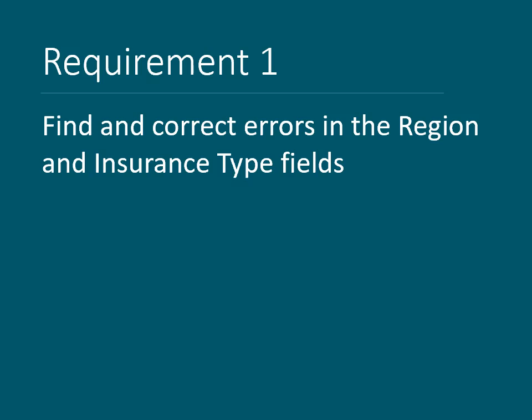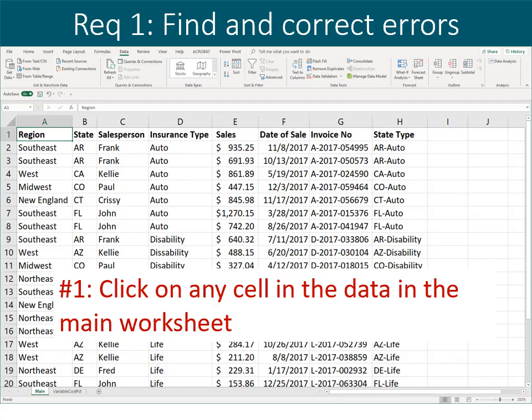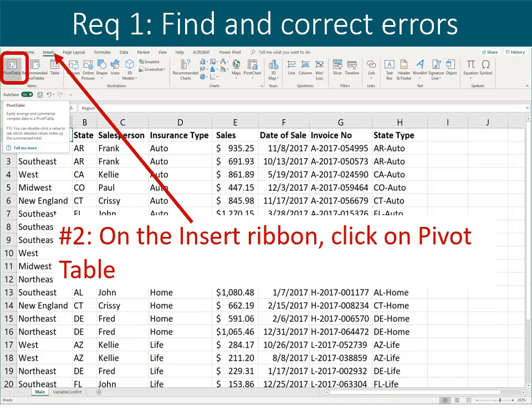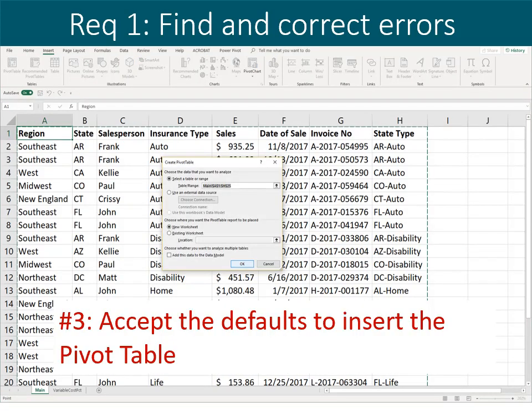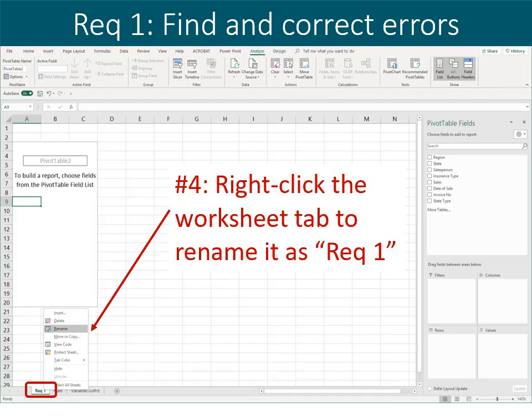The first requirement is to find and correct errors in the region and insurance type fields. Click on any cell in the main worksheet. On the Insert ribbon in Excel, across the top of the window, click on Pivot Table. Accept the defaults to insert the pivot table in the workbook. Before going any further, right-click the worksheet tab and rename it as Requirement 1.